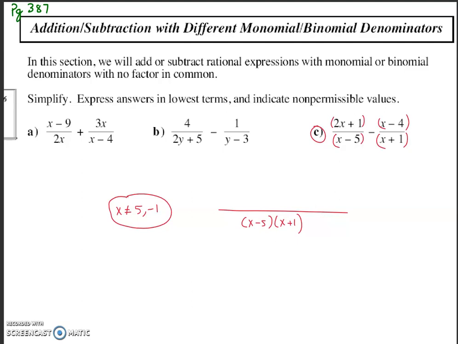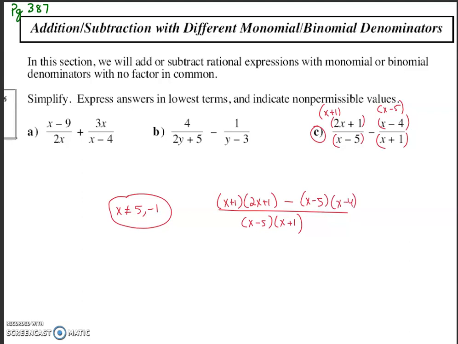So let's take a look at the first fraction. It has the x minus 5, but it's missing the factor x plus 1, so it's going to get multiplied by that. Minus the second one here has the x plus 1, but it's missing the x minus 5, so that's what it's going to get multiplied with. Doesn't really matter what order you write this factor or the next one, they're both going to get multiplied.